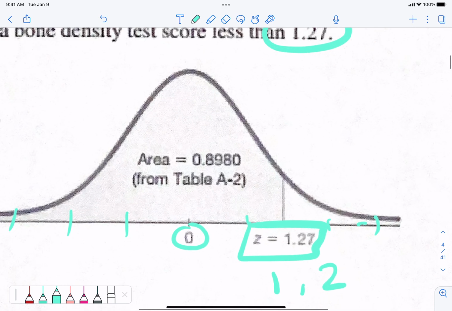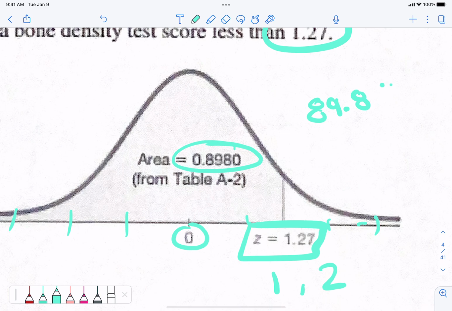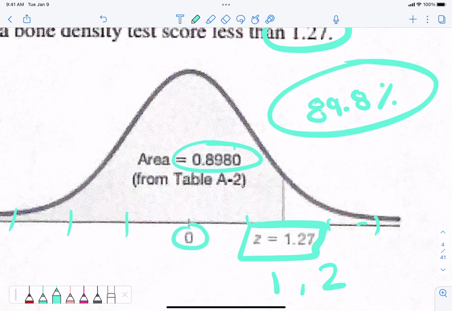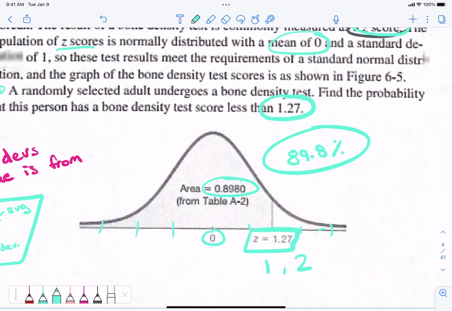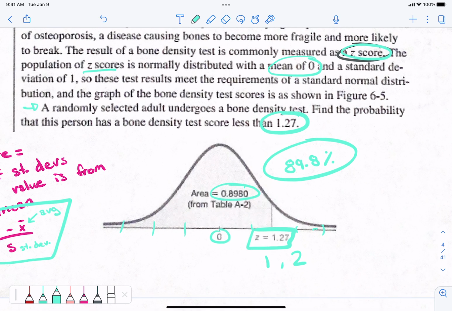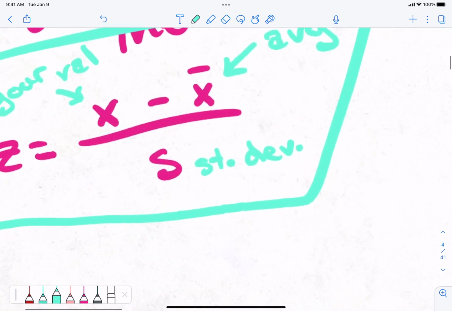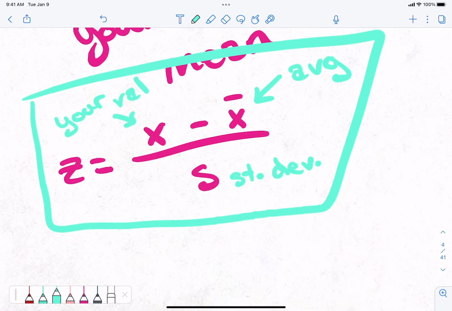Okay, 0.8980. That means I have an 89.8% chance of getting osteoporosis with a z-score or a bone density score of 1.27. Does that make sense? Or, in other words, 89.8% of people are below me, depending on how the question is asked, right? Okay. That's how you read this chart. They gave me the z-score. If they don't give me the z-score and they give me the values, I have to convert it to a z-score and do that actual thing, right?